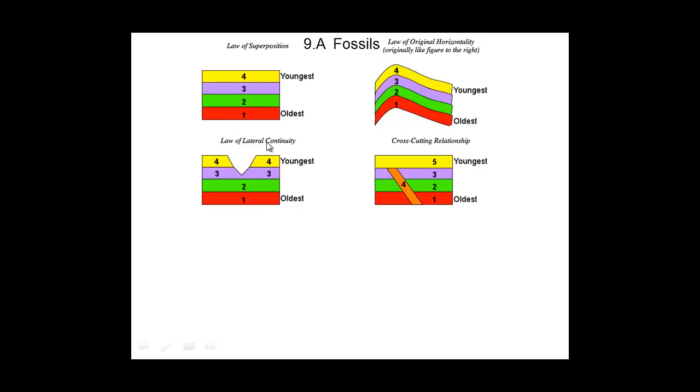The law of lateral continuity, if you have the Grand Canyon and you can see one sandstone on one side and sandstone on the other side, even though they may be 10, 15 miles apart, they used to continue. The rock used to be there, it got taken away by whatever made that canyon. Cross-cutting relationships, anything that cuts across it is younger than the thing it cuts across. 1, 2, 3 was there before 4 cut across it. Looks like something eroded it away, and 5 is the youngest thing in that whole picture.